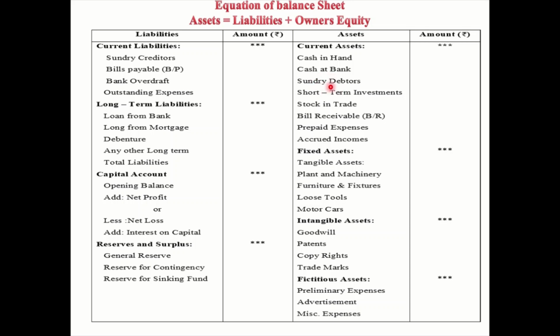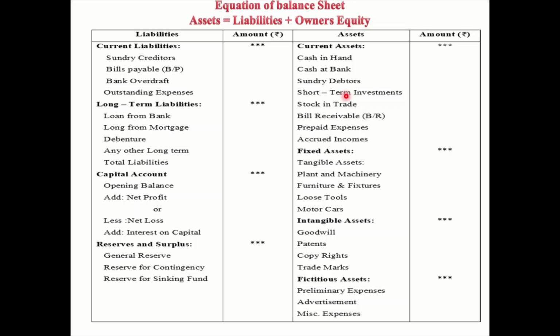Sundry debtors are the accounts receivable, the amount owed to the company by debtors. Debtors means unpaid customer accounts, or we can say sundry debtors are the amount owed to the business, generally by its customers, arising out of credit sale. That we call the sundry debtors.